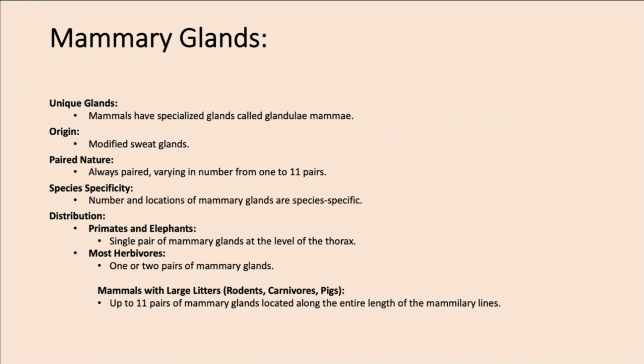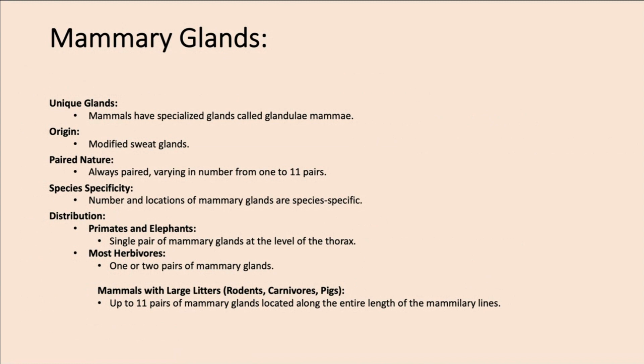Okay, so the mammary glands are unique to mammals. The mammary glands are called glandulae mammae. They are modified sweat glands. They are always paired. You don't need to know how many of them there are usually, but you could just say that they are paired. The number of them and where they may be will be different in every species.